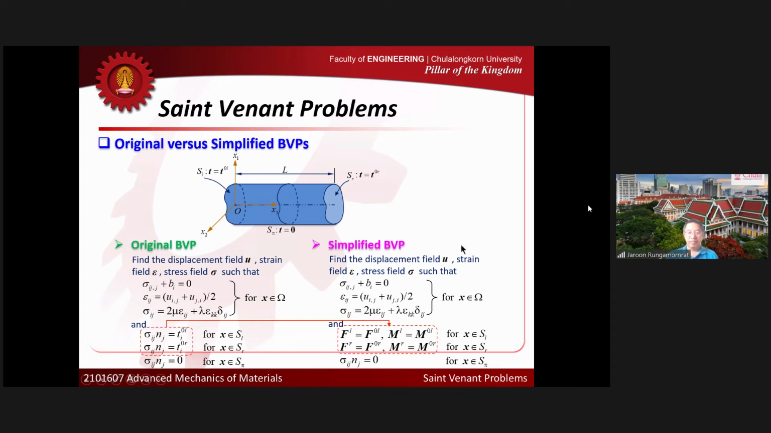Okay, if you look at the picture here, if you want to solve the original problem using the simplified version of the boundary value problem, the first thing you have to do is convert T0L and T0R into the net forces and net moments, and use that information in the formulation. So this is a must. You need to get these quantities before you can solve the problem.